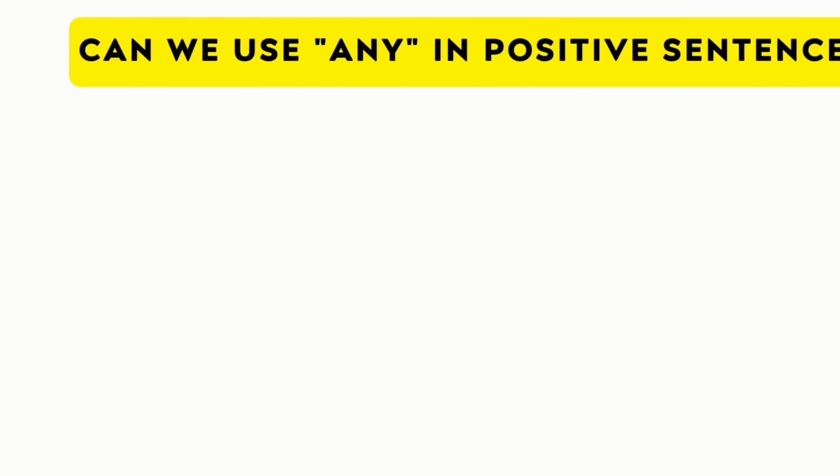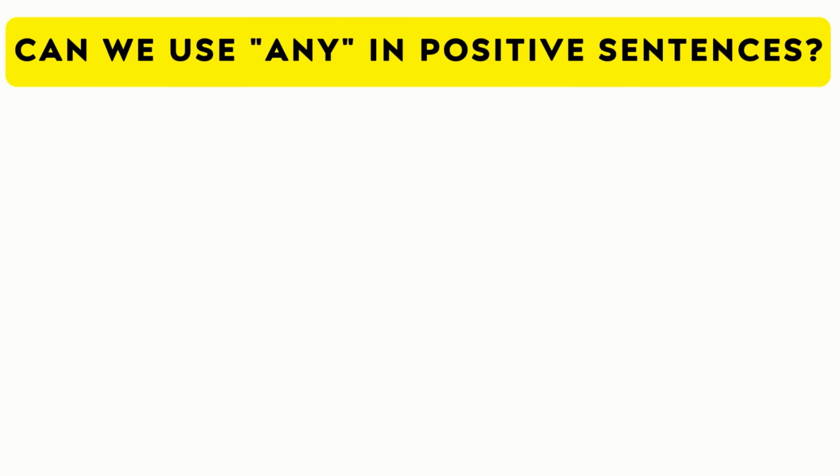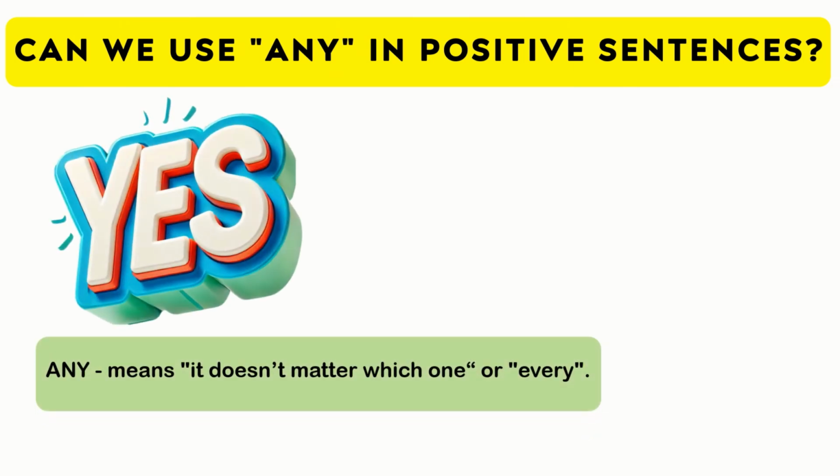You may ask, can we use any in positive sentences? Yes, but only in special cases. We use any in positive sentences when it means it doesn't matter which one or every. You can take any book you like. It doesn't matter which one, just pick one from the collection.